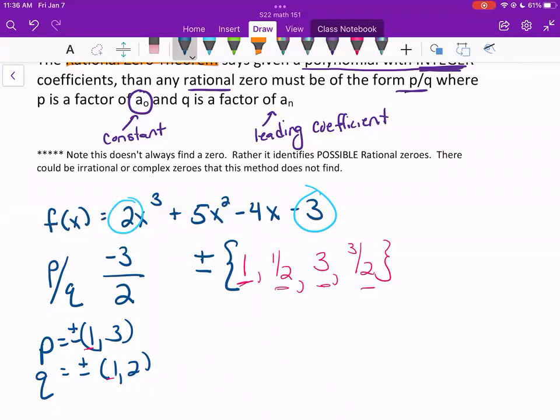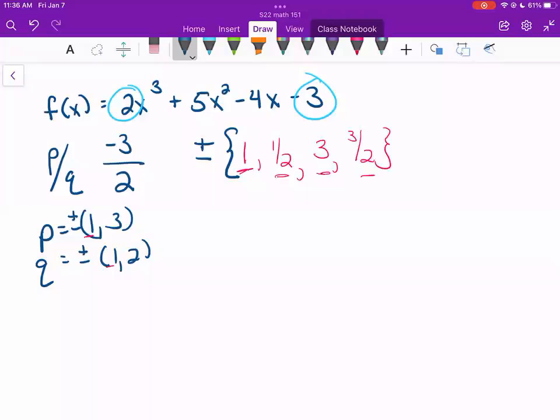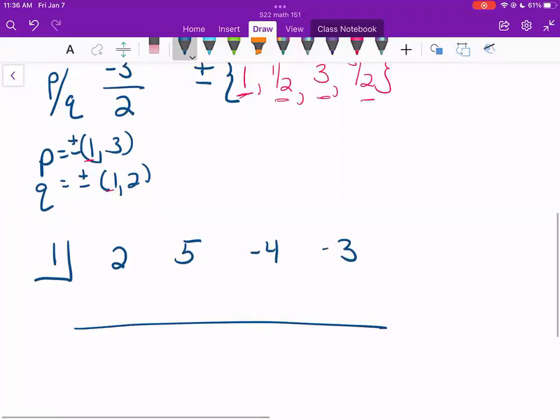And then we can use synthetic division to check them. Because remember, synthetic division tells us that if we take a number, so let's start with 1, and use synthetic division, I'm going to write the coefficients there. If my remainder comes out to be 0, then I know I have a factor of that polynomial.